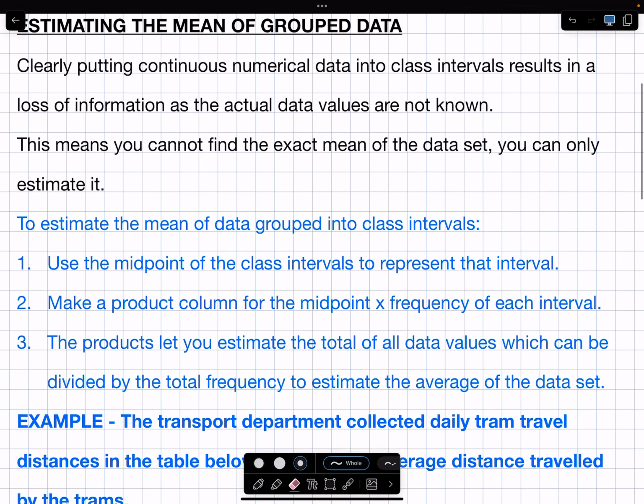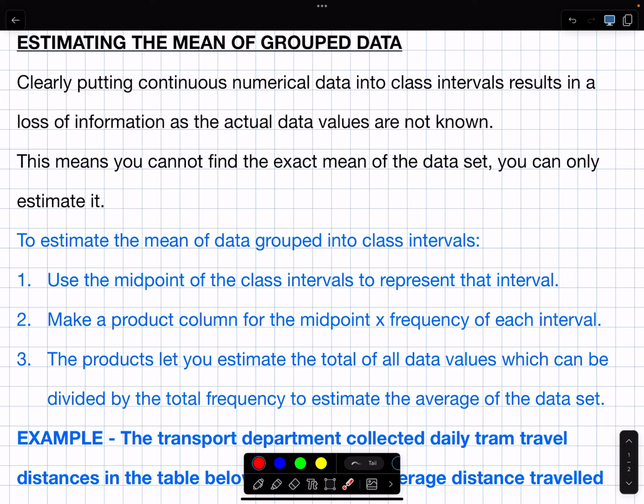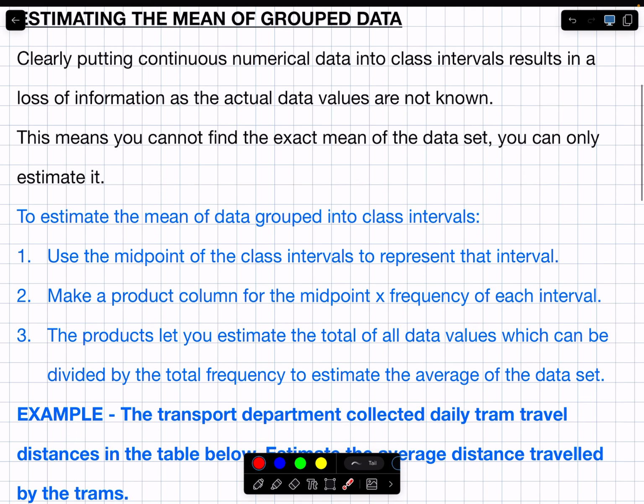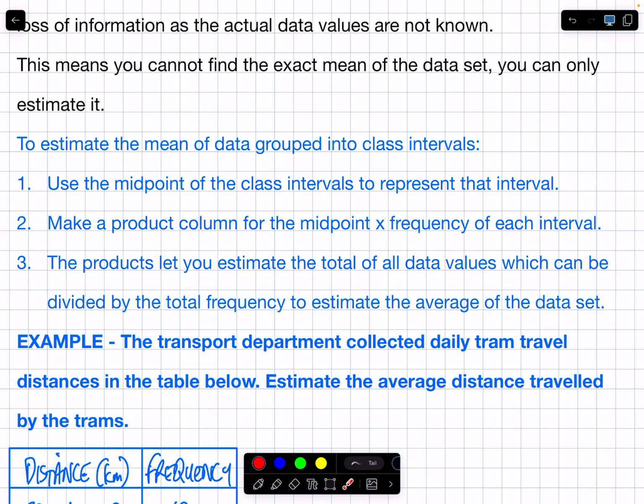All right, let me finish. Estimating the mean of grouped data. Clearly, when you put continuous numerical data into class intervals, you lose information, as the actual data are not known anymore. I just know I've got a bunch of numbers between 5 and 10. I don't know what they are anymore. So that means if I've lost the information about the actual data, I cannot find the exact mean.